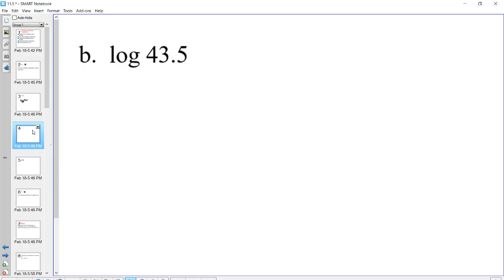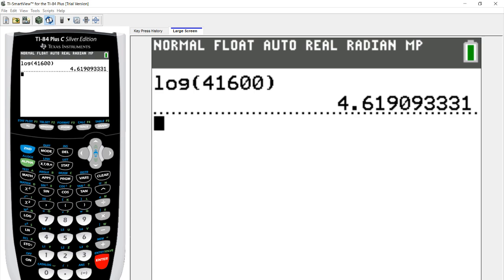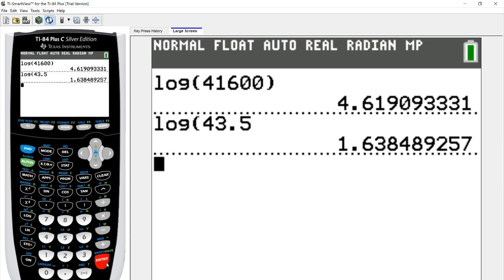It's another base 10. This time we're doing log 43.5. So again, I can go log and just enter 43.5 in there. I'm not going to close it this time, but there's your evaluation. It's 1.63. And if you need to look at that again, what buttons I clicked, I went log, and of course 43.5. Not a very difficult thing to do there.